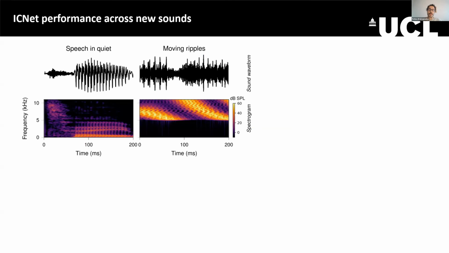But when building deep learning models of sensory systems, it is crucial to evaluate their performance on new inputs that were not part of the training and ensure that these models can generalize well to any sound. So here I just provide a simple visual example for two sounds that were unseen during training, speech in quiet and moving ripples. As you can see from the spectrograms already, these have very different frequency properties, with speech, of course, having more low frequency content and the ripples having only high frequency content.